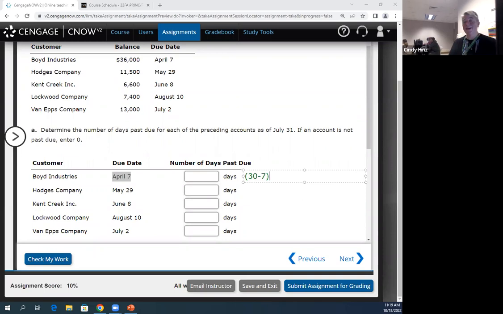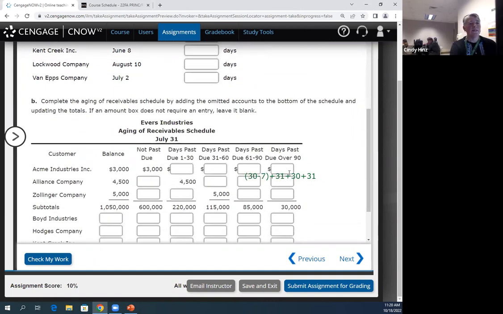So the first 7 days of April, it wasn't past due. So that invoice was past due 23 days in April, plus all of May, which is 31 days, plus all of June and all of July. And so that's going to be our calculation for how many days past due the invoice is to Boyd Industries. And that works out to be 115 days past due. So if it's 115 days past due, which category is that going to go in?